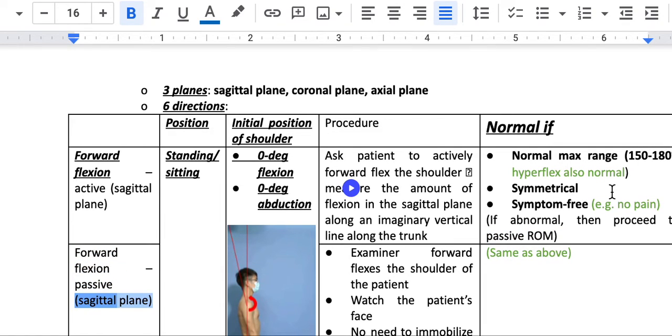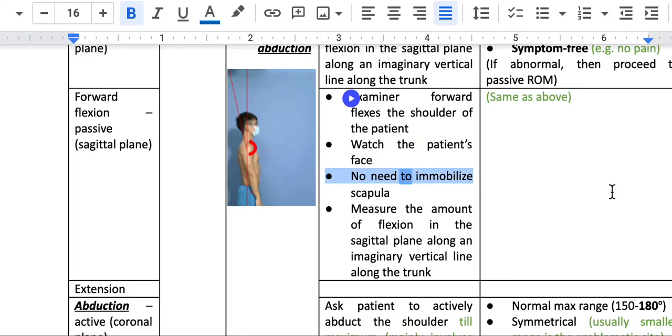Forward flexion, passive, sagittal plane. The examiner forward flexes the shoulder of the patient. Watch the patient's face. No need to immobilize the scapula.